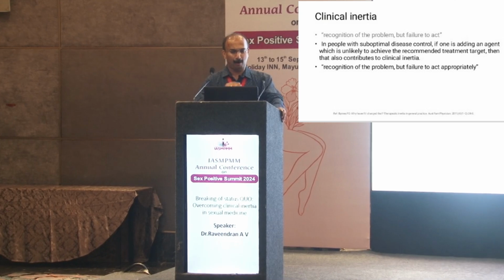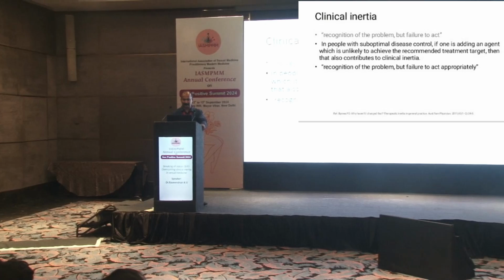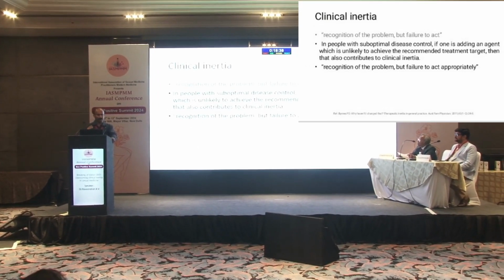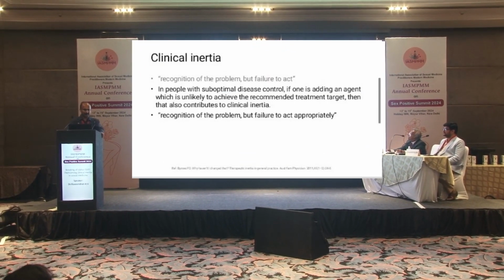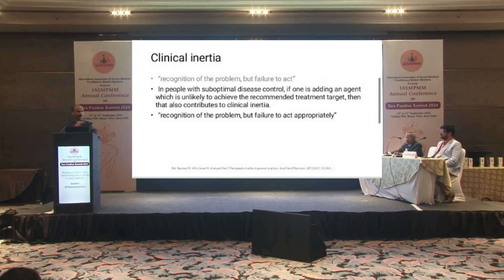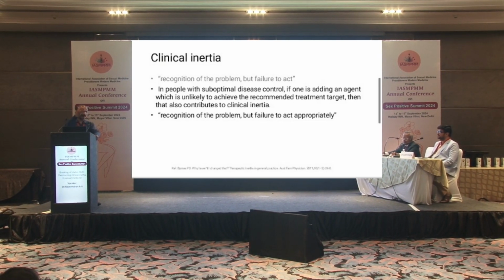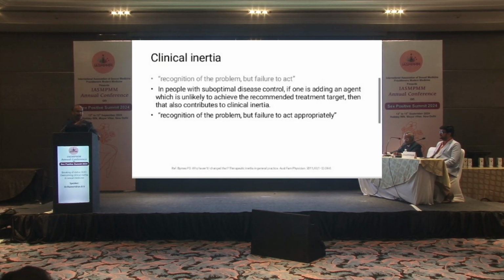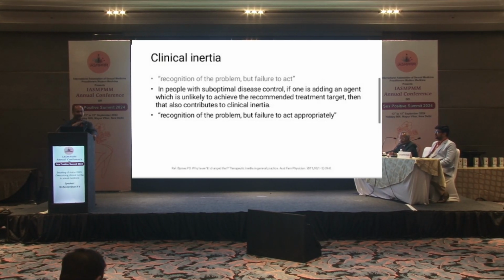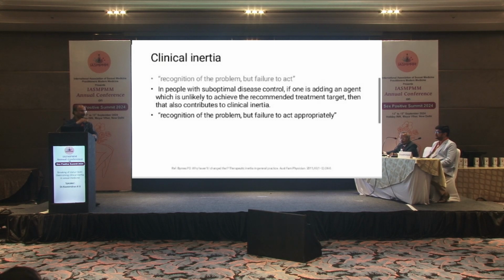But in people with suboptimal disease control, if we are adding one agent which is unlikely to achieve the treatment target, then that also contributes to clinical inertia, even though we are increasing the dose of medicine or adding some therapy. For example, in people with diabetes, suppose the HbA1c is 10. We know that metformin alone cannot bring down HbA1c from 10 to 7 or the expected target level. If we add only metformin, we can say that we started treatment, but that also contributes to clinical inertia because the medicine we added is not capable of bringing the HbA1c level to the target level.